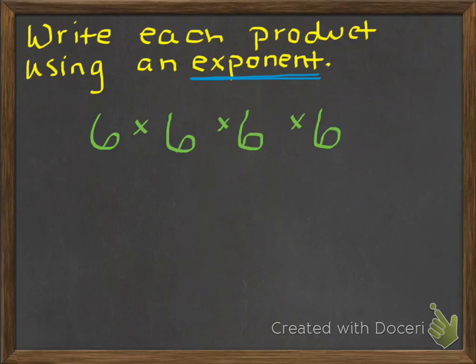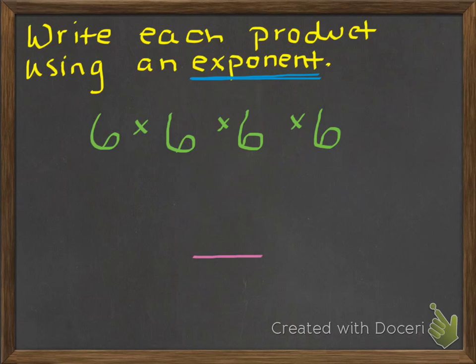Number 1 says, write each product using an exponent. So at the top of your paper, after you write 6.1 through 6.4 chapter quiz review, go ahead and write the instructions: write each product using an exponent. Then the problem you see here in green, 6 times 6 times 6 times 6. It's very important that you read the directions and know what they are asking you for. If you spend a bunch of time working it out and finding the value, you've wasted a lot of time, because it's not asking for the value. It is asking you to write each product using an exponent.